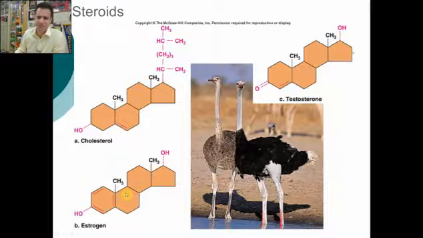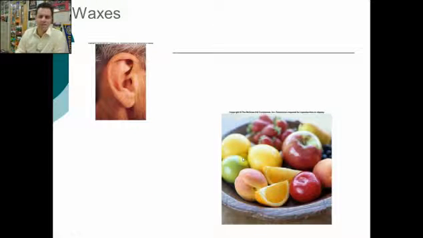Estrogen is another example of a steroid hormone, and here's testosterone. Why are there two birds looking at you? I don't know, but it's a cool picture. Waxes, we already talked about, earwax, the waxy covering over fruit and so on, moving on from that.